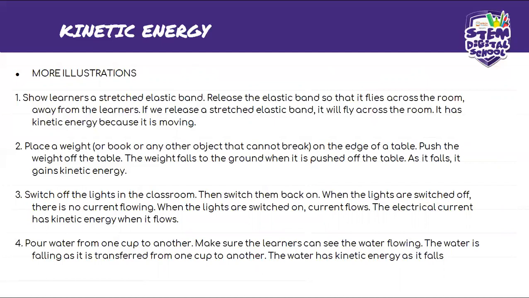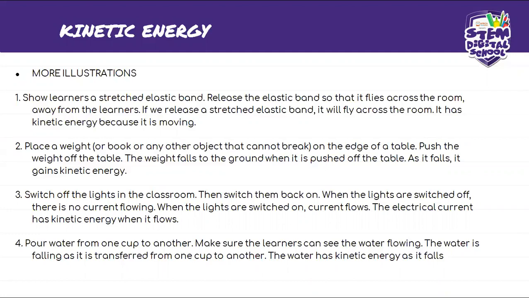When you switch the light in the room, for example, wherever you are seated in the classroom or in your bedroom, then you switch the light what? On or off. If you switch the light off, what is going to happen? The lights are going to be switched off. When the lights are switched off, it means there is no current that is moving. But immediately they are on, current flows. Then we are able to see the light in the room or in the classroom. Here, the electrical current has got what? Kinetic energy when it flows from one point to another to light the what?